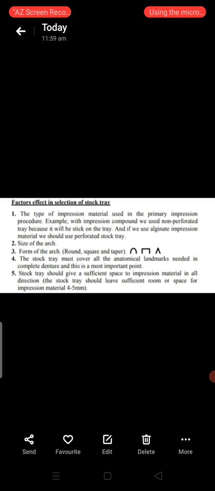Fifth point is that the stock tray should give us sufficient space for impression material in all directions. The stock tray should leave sufficient room or space for the impression material. How much space? 4 to 5 mm.